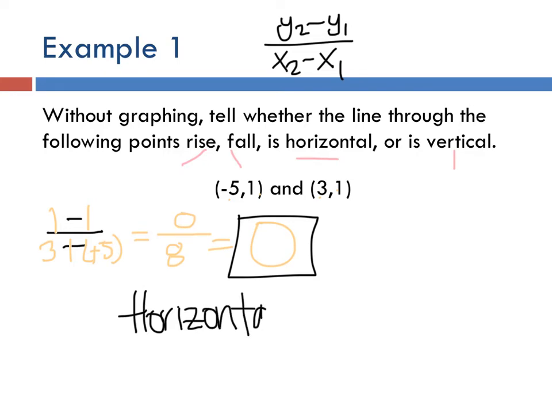That's all we had to do. Without graphing, just find the slope. If it's positive, it rises. If it's negative, it falls. If it's 0, it's horizontal. And if it's undefined, it's vertical.